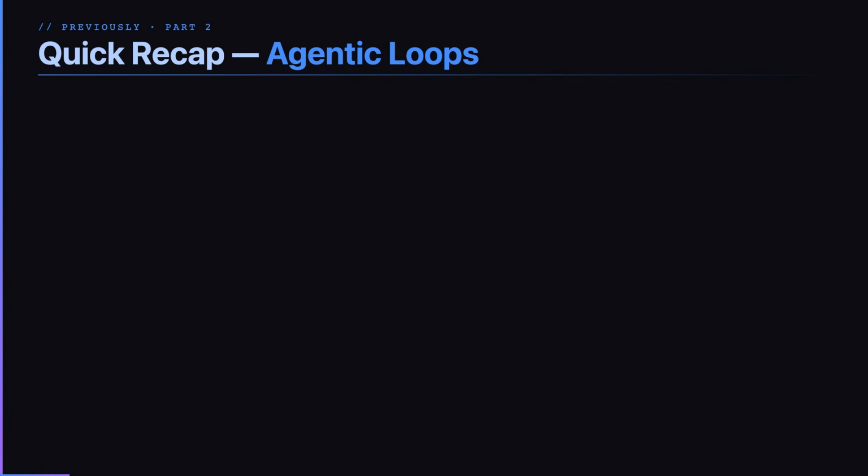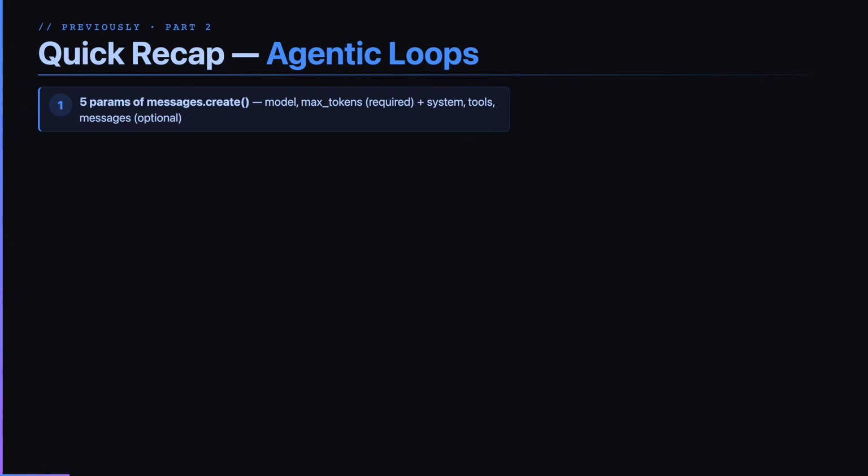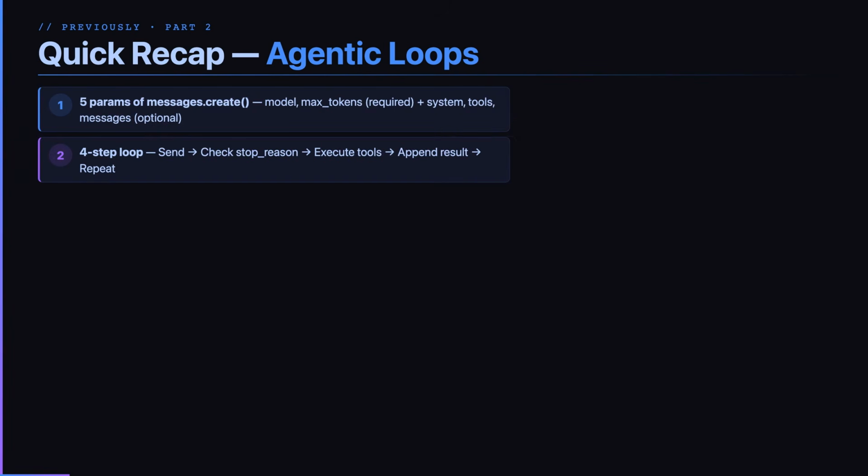Welcome back. In part 2, we mastered agentic loops, the single agent pattern. Let's do a quick recap before we scale up. First, the 5 parameters of messages.create. Model and max_tokens are required. System, tools, and messages are optional, but critical for agentic behavior. The 4-step loop: send a request, check stop_reason, execute any tools, append a result, then repeat until end_turn.